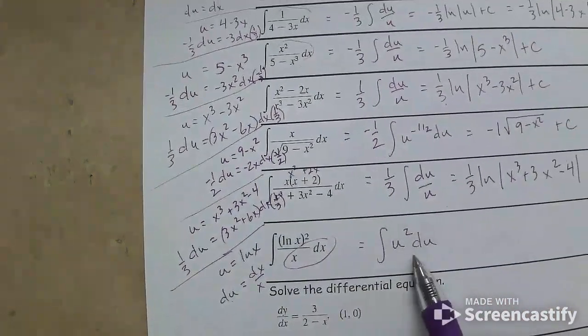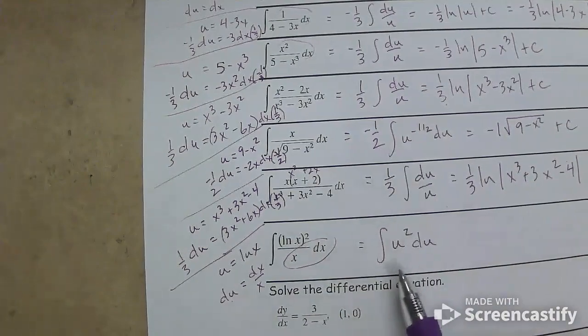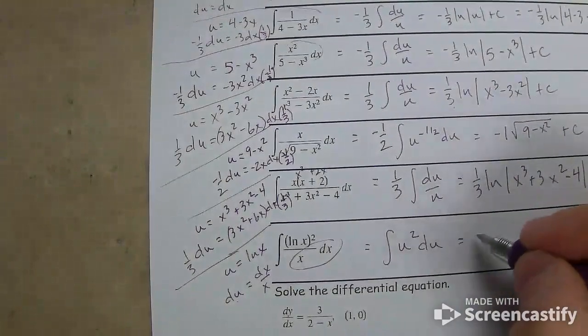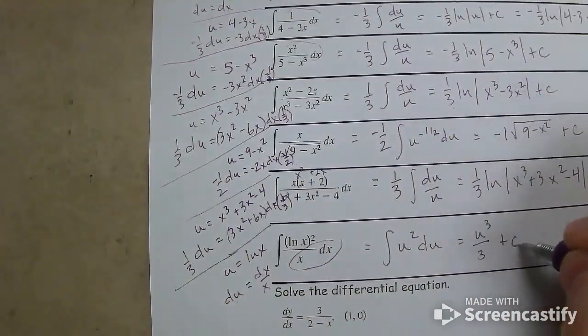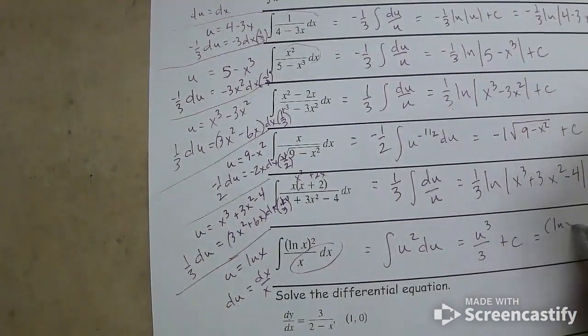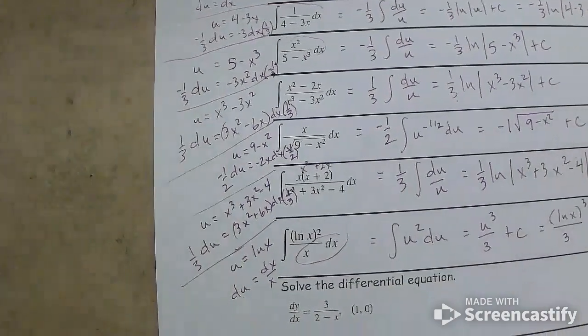Again, for this example, very similar to this example up here, this is not a natural log anymore, okay, because it's u squared, so it's really just going to be the power rule. Add 1, divide by the new, so you get u cubed over 3 plus c, but what is u? It's the natural log of x, so this ends up natural log of x cubed all over 3 plus c. Okay.